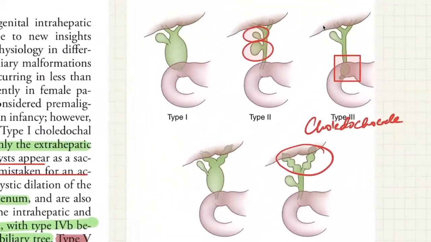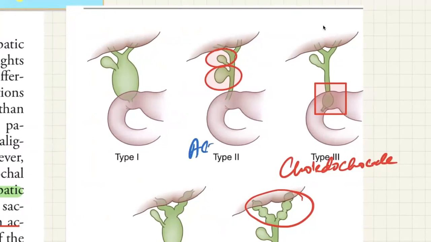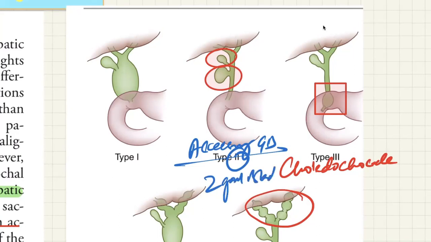And one more mnemonic that you can easily remember is for type 2, which is accessory gallbladder. So that is, there's an additional extra gallbladder, that is 2 gallbladders are present, then it is called an accessory gallbladder. So type 2 stands for 2 gallbladders. So when you get a question that which is mistaken for 2 gallbladders, which is also called accessory gallbladder, then your answer has to be type 2.